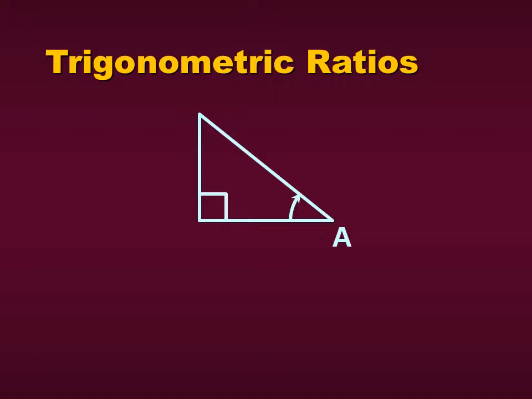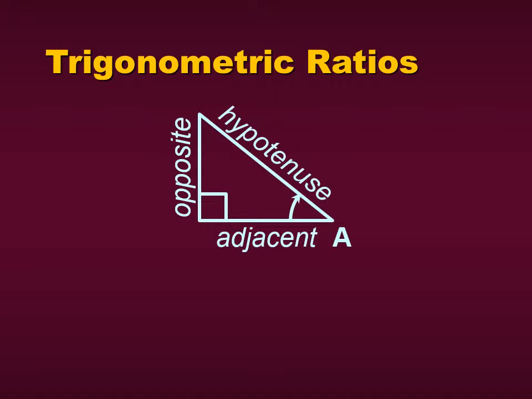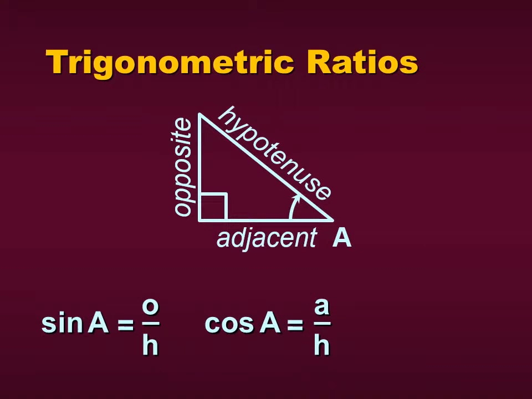So if this is angle A right here, then that's opposite of A, and this is adjacent to A. And of course, that's our hypotenuse. So if we want to know what sine of A is, we're looking for the opposite over the hypotenuse. If we're looking for the cosine of A, we're going to put the adjacent over the hypotenuse. And if we're looking for the tangent of A, we're going to put opposite over adjacent.